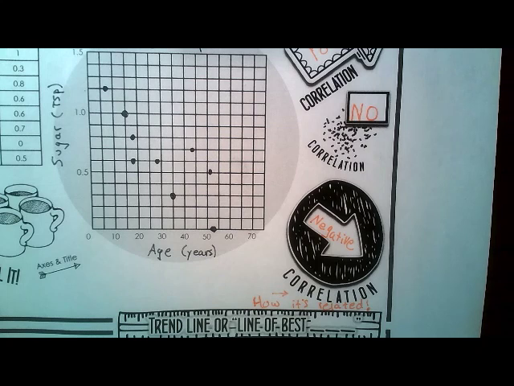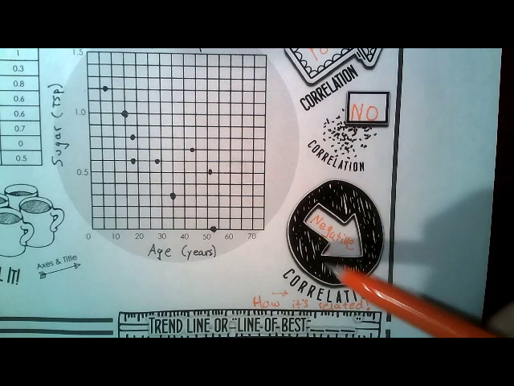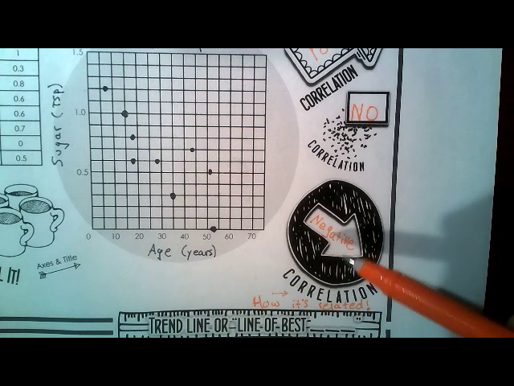There's actually a number for correlation that you'll get into in algebra. So you can see how strong a relationship is, whether it's no relationship or a really strong relationship.